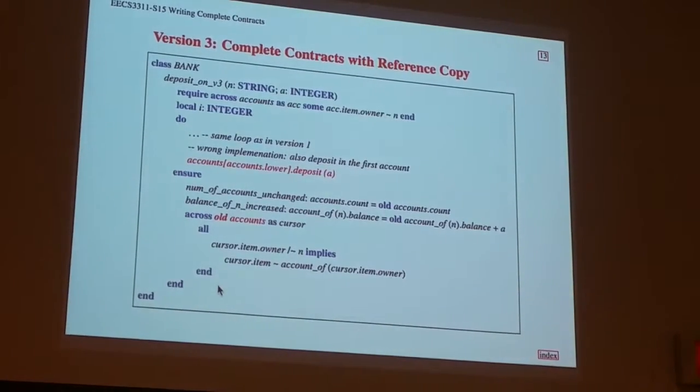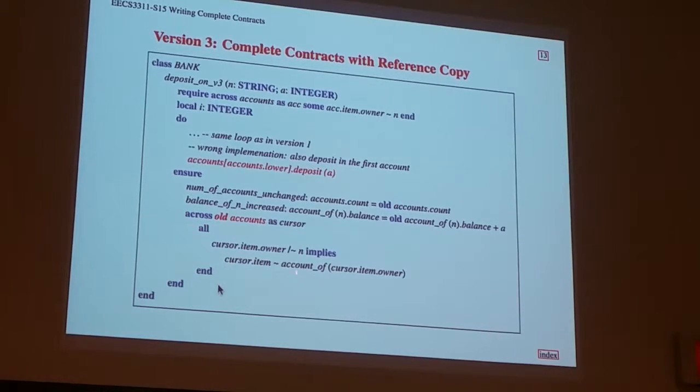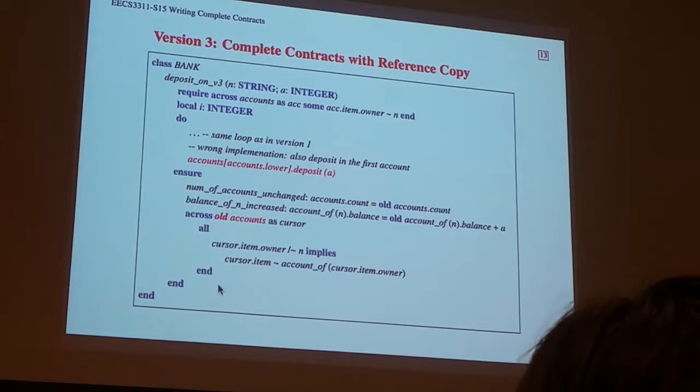Now, this is the third version. We're trying to make it complete by considering the rest of the account array. In this case, it's the same wrong implementation, so this part is really the same. But now, what I'm trying to say here is: across all the values of the accounts, check the following. So this is a universal qualification. If the owner of the current item I'm looking at is not Steve, then his balance here should be the same as his balance before.